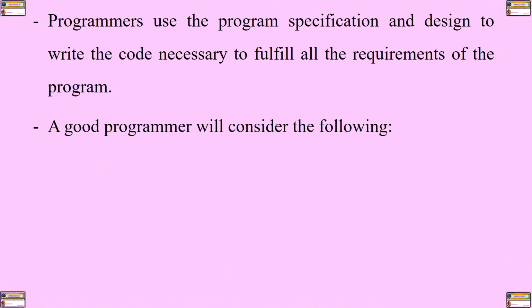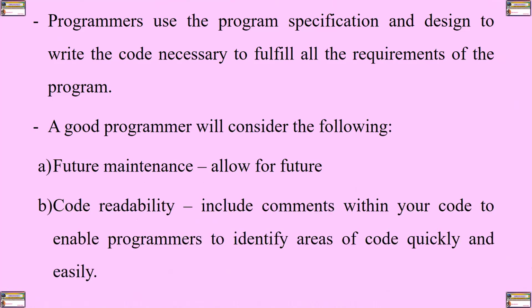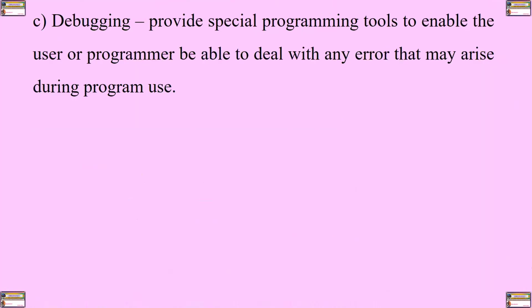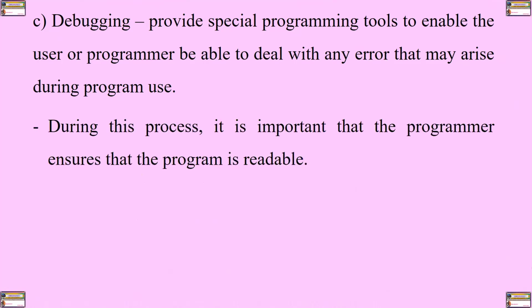A good programmer will consider the following. Number 1 is the future maintenance. Does the program or will the program allow for future changes? Number 2 is called readability. You need to include comments within your code in order to enable programmers to identify areas of code quickly and easily. Number 3 is debugging. You need to provide special programming tools to enable the user or programmer to be able to deal with any errors that may arise during use.